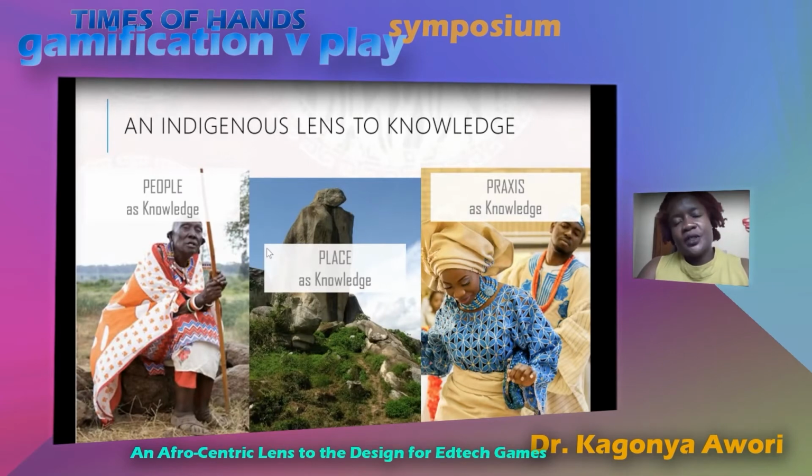So indigenous knowledge is viewed in three ways. People are viewed as knowledge. What this means here is that a lot of the culture, a lot of African culture, is now carried by the people who lived it and practiced it. So mostly those are elders in society. I'm sure many of you are familiar with our histories in Africa and African countries that were colonized.